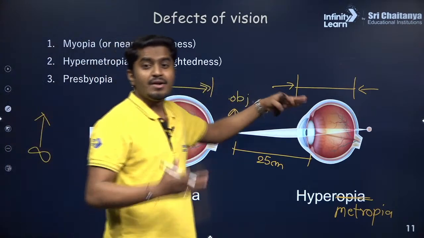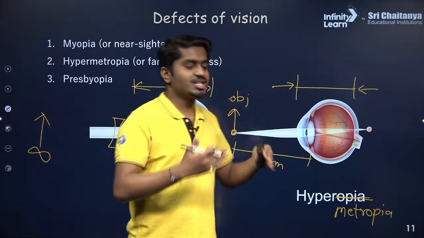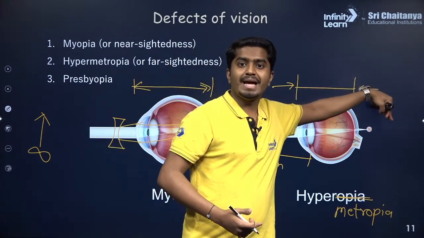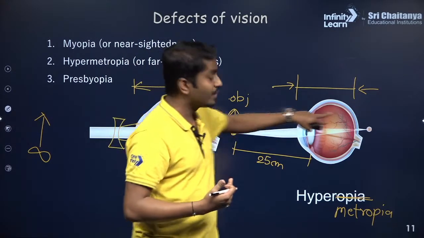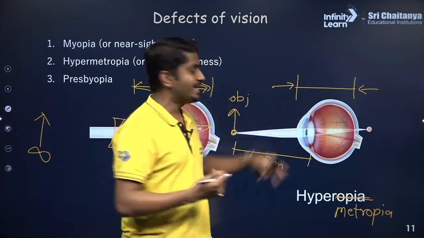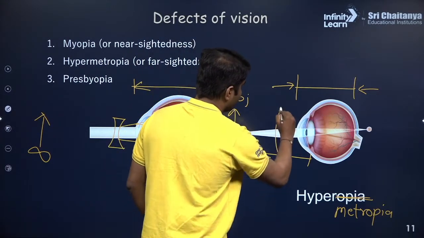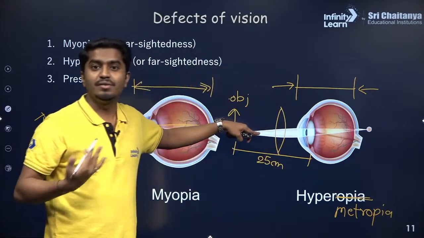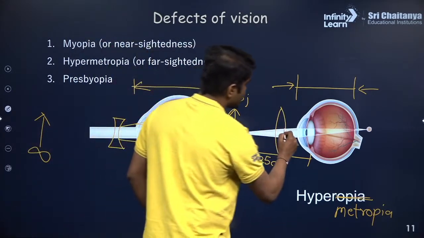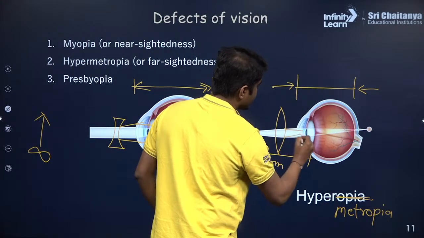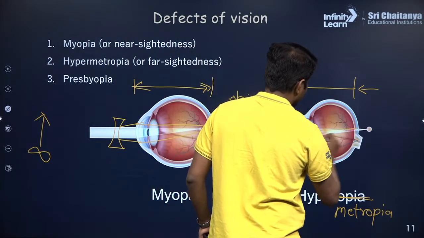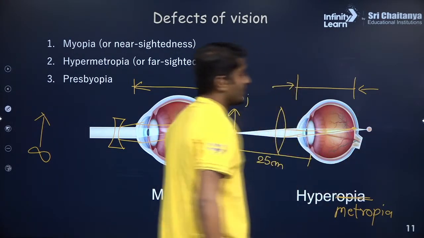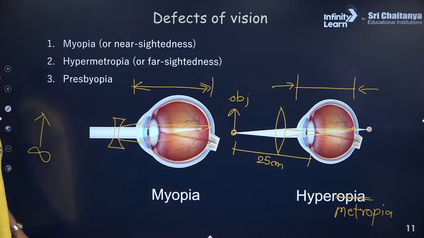In this one, we want the rays to converge because the image is forming behind. We want them little earlier. We want them to converge much earlier, much quickly. So we want to place a lens which is a converging lens. So what it does, it starts to converge these rays, and then they are focused on the retina, correct?